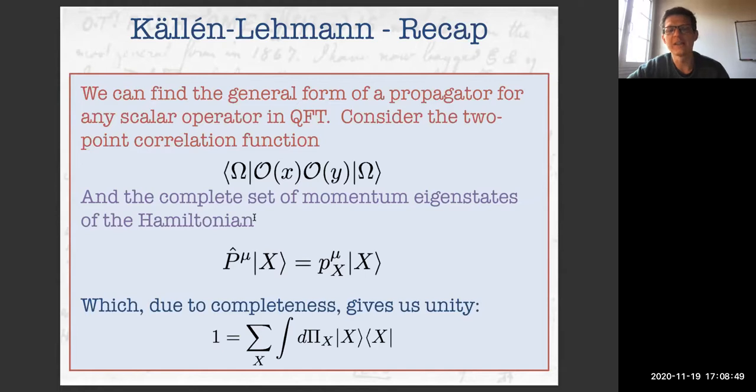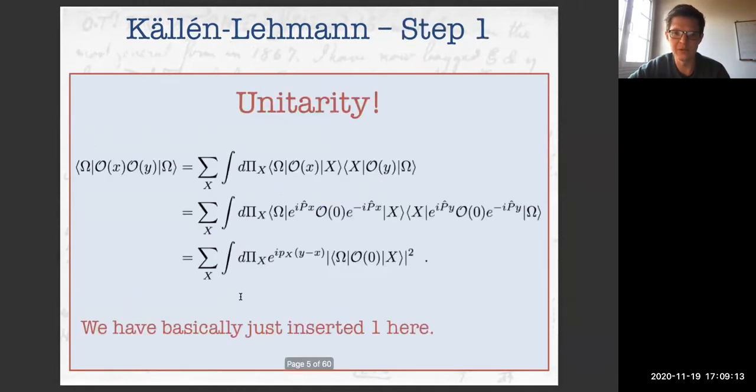you can understand that in the full Hamiltonian, the full quantum mechanical theory, there will be a complete set of momentum eigenstates. They're eigenstates in the sense that the momentum operator on that state gives you just the momentum of that state times the state, and they're complete in the sense that if you sum over all of these states and integrate over all of their possible momentum, you get an operator which is equivalent to 1, to unity.